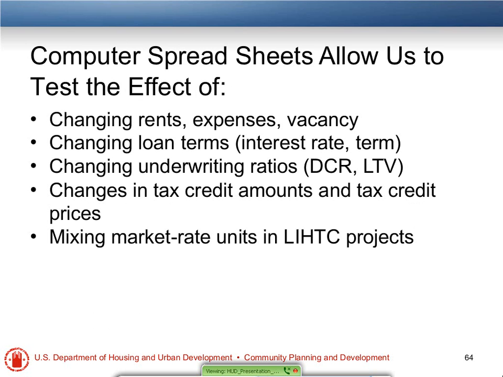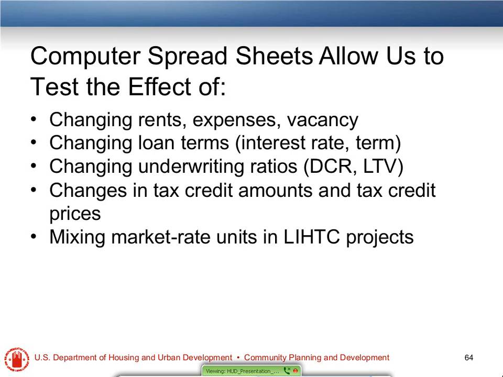Now, let's talk about what the computer spreadsheet does for us with rental housing. It makes it very easy for us to change rents, to adjust expenses, to look at different vacancy rates, to look at different loan terms and loan offers from various banks. We can adjust the debt coverage ratio or the loan to value to see the amount of debt attracted. We can change assumptions in the tax credit amounts and how much the investor would pay based on the tax credits. And we could look at our mix of units, market rate units, affordable units in the project.